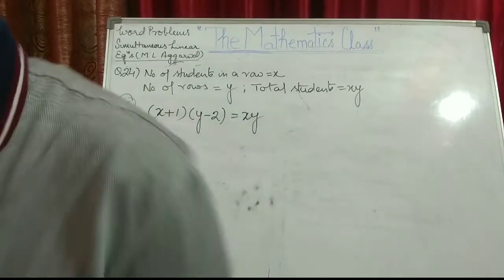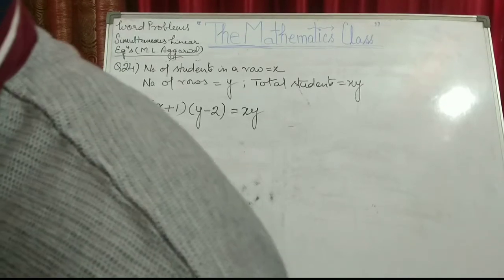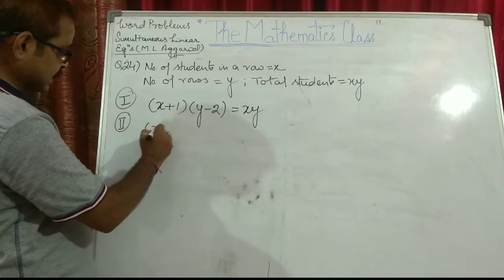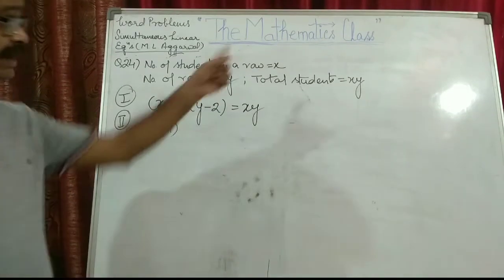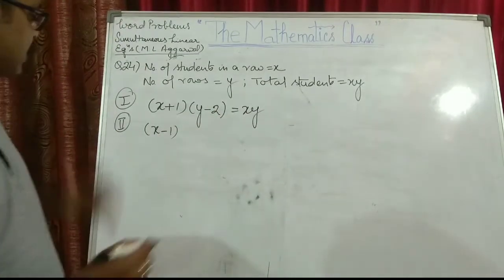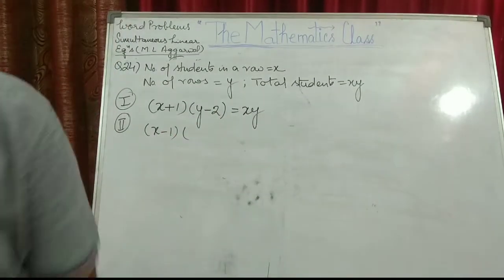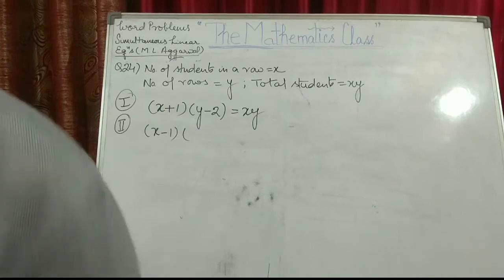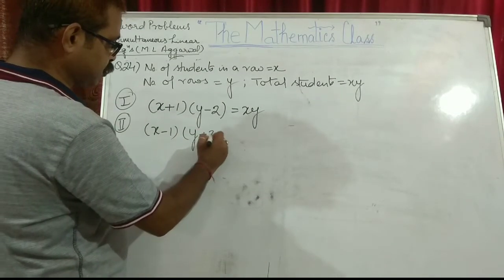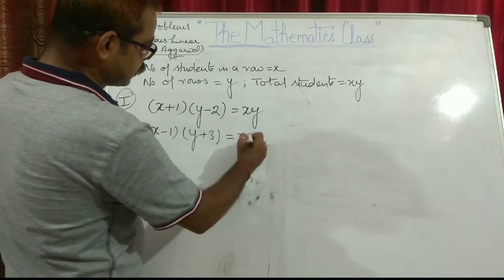They say that if one student is less in a row, one student less means if there were X students in a row, now one less means X minus 1. Then what will happen? They say there would be 3 rows more. Initially Y rows, but now it is 3 rows more. But again the number of students is the same.